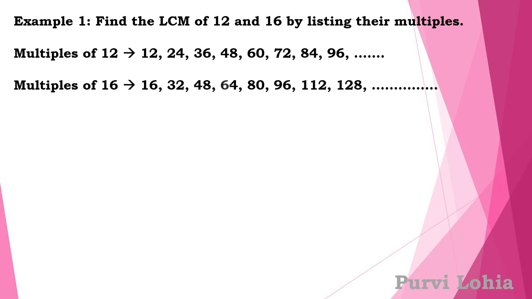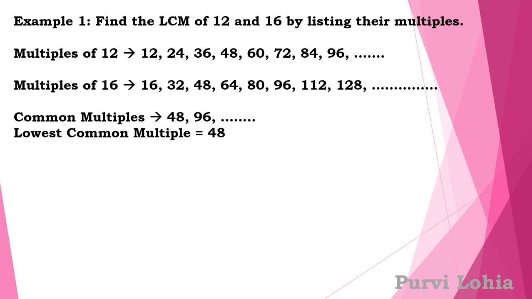Okay. Now let us find some common multiples. So common multiples are 48, 96 and so on. There will be more. Okay. So these two are some of the common multiples, and the lowest common multiple will be 48. So the lowest common multiple of 12 and 16 is 48.